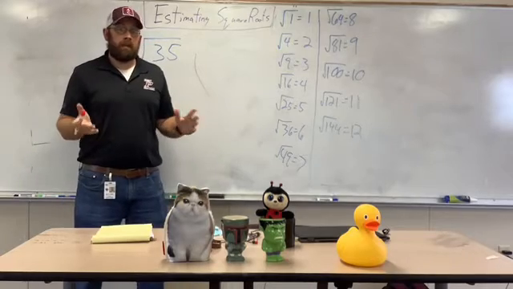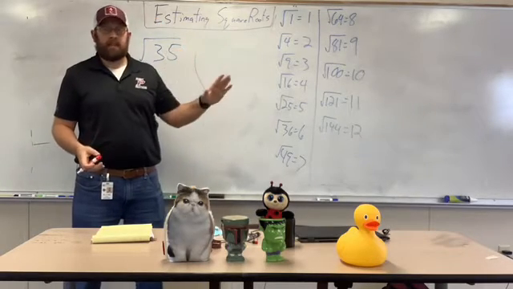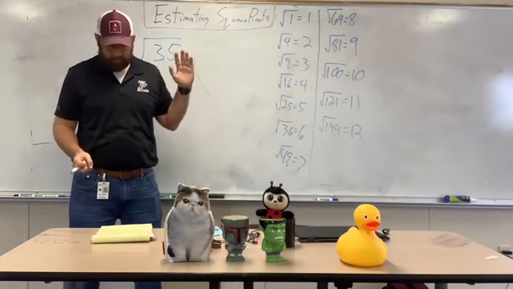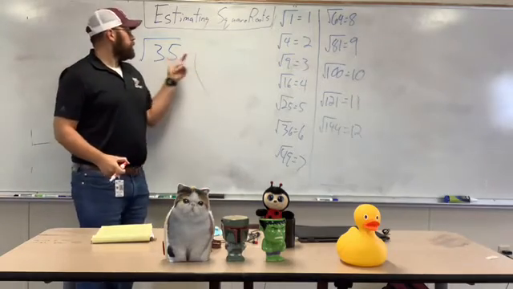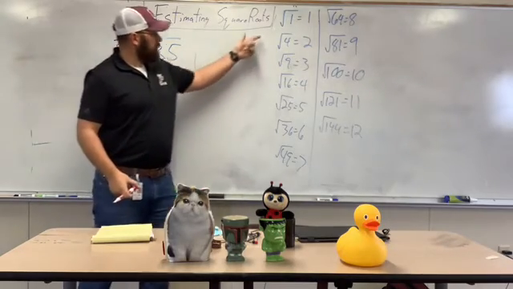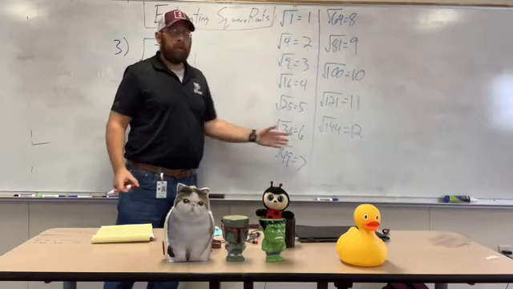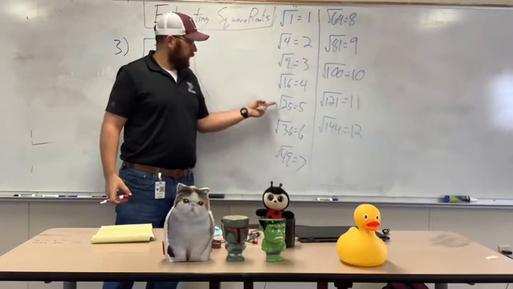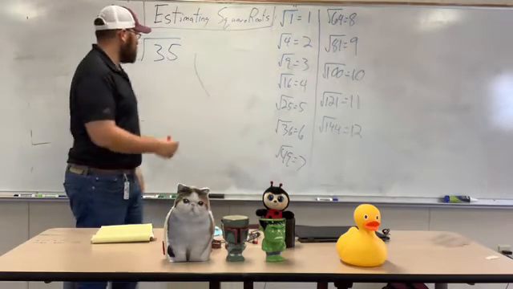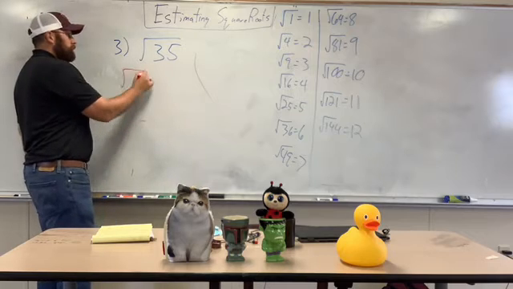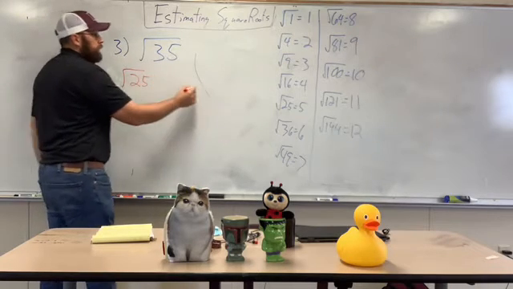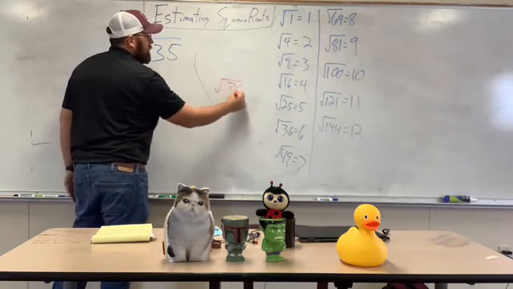All right, I'm not doing anything special here. I'm going to do the same exact thing I did with the last 2. All right? So square root of 35 is not one of my perfect square roots, but what is it in between? It's in between 25 and 36. So I write those down. Square root of 25, square root of 36.